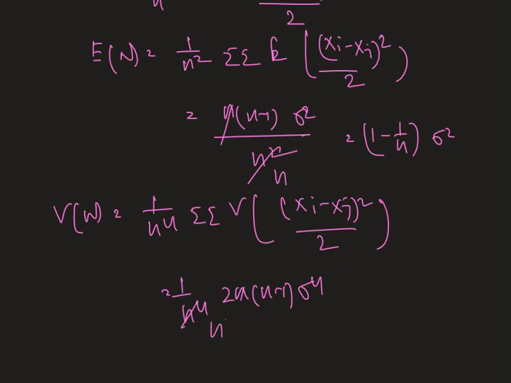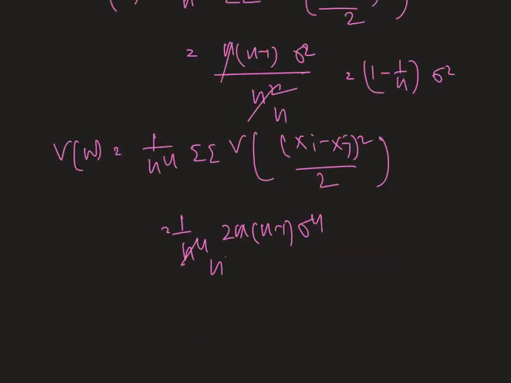And this reduces to, here we get n cube. Therefore, this reduces to 2 into (1 by n square minus 1 by n cube) multiplied by sigma to the power 4, and this tends to 0 as n tends to infinity.